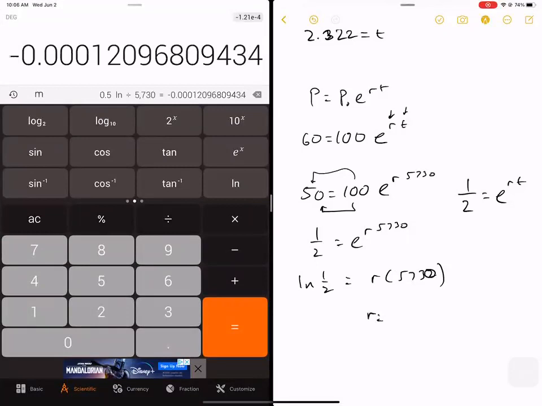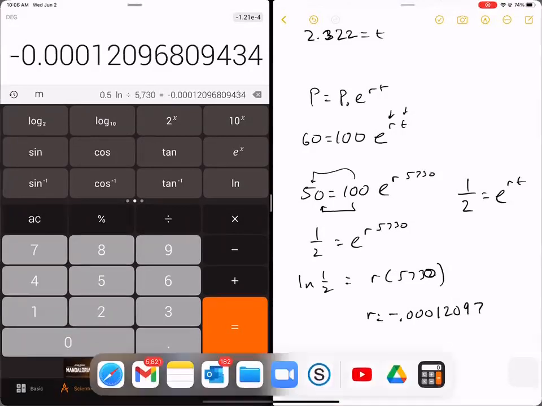And you'll see it's a very small decimal. The rate of decay is negative 0.00012097. That's the rate of decay. And it's so much easier for me to tell you it takes 5,000 years to drop in half rather than tell you this rate of 0.000012097 per year. That's the reason why they always describe these models like this.